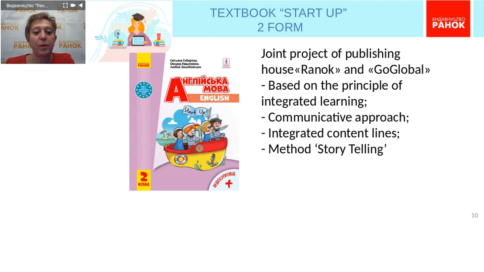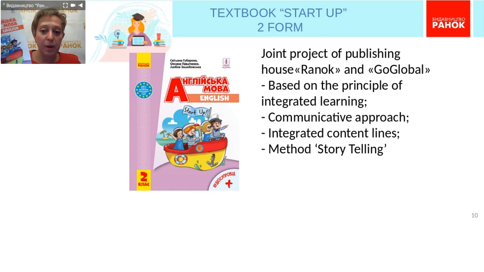Today I have prepared some slides which demonstrate different kinds of exercises. These exercises give us the opportunity to use the integrated learning approach. And all these exercises have been taken from the textbook Start Up for the second form. You can see this book on the slide, and I will show you this book as it is. Here it is.